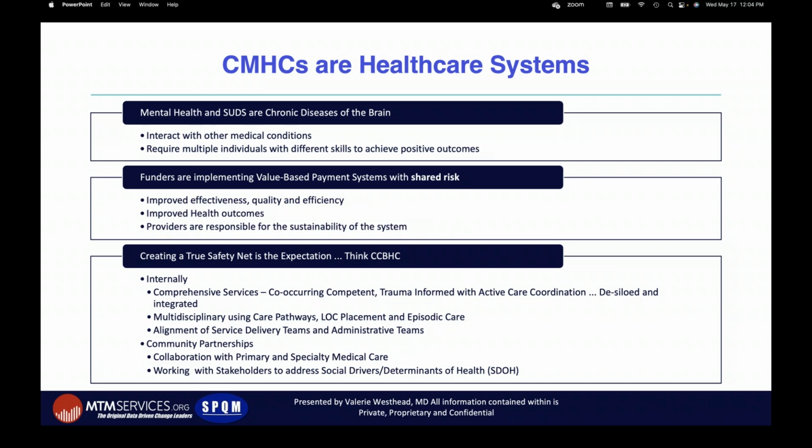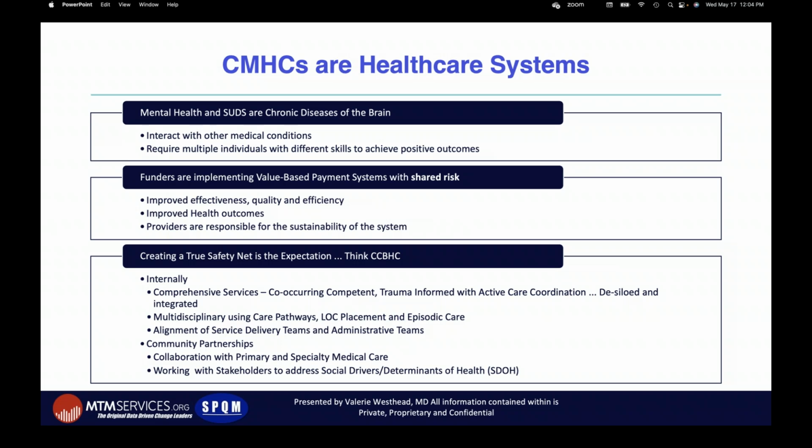We are the safety net. We are the safety net for the individuals with these kinds of conditions. And as a result, we need to be internally working collaboratively. We need to make sure that we are co-occurring competent, that we are trauma informed, that we have good care coordination. And as I've already said, our systems need to be de-siloed. Most of those things are things that we as medical providers really need to be on top of, and we need to know how to interact with our peers within the organization around all of those issues.